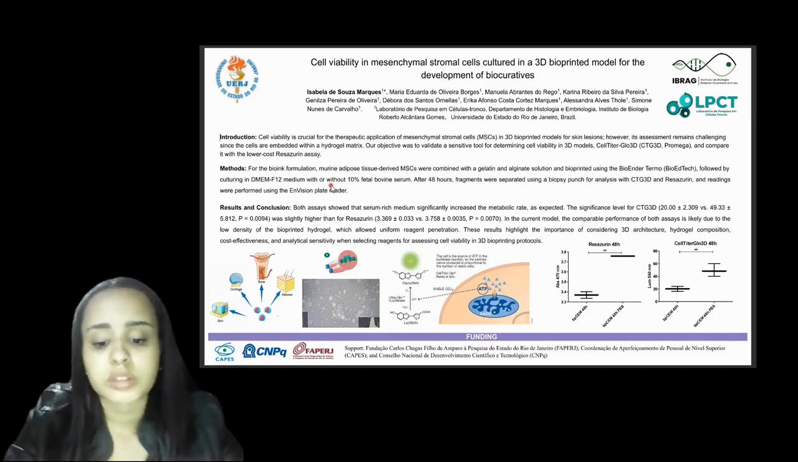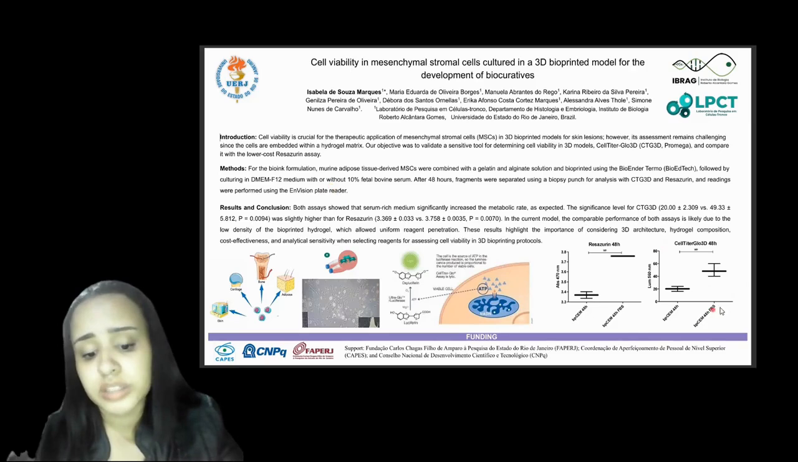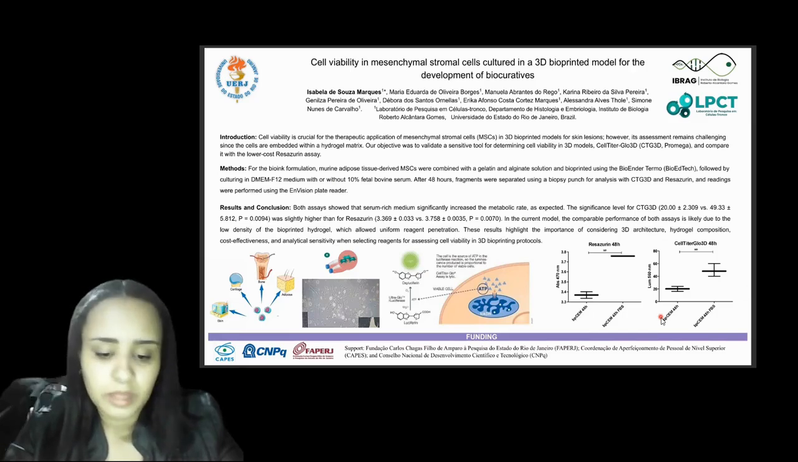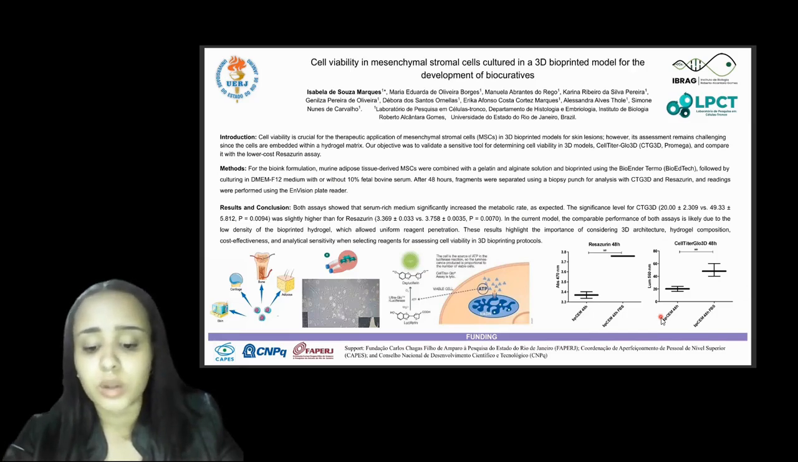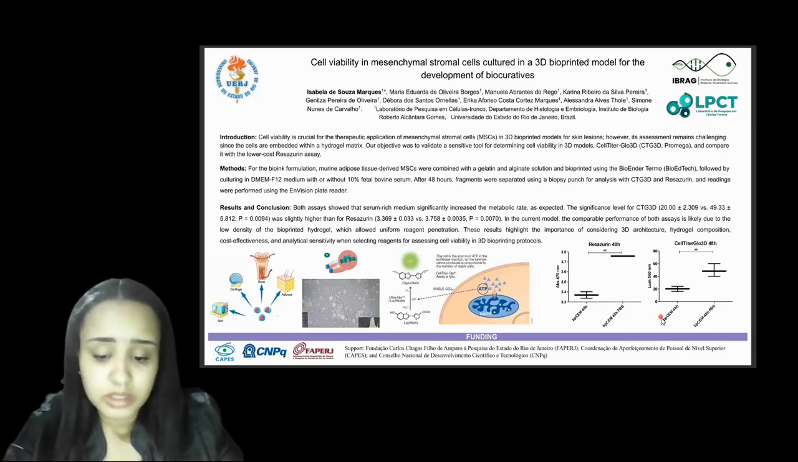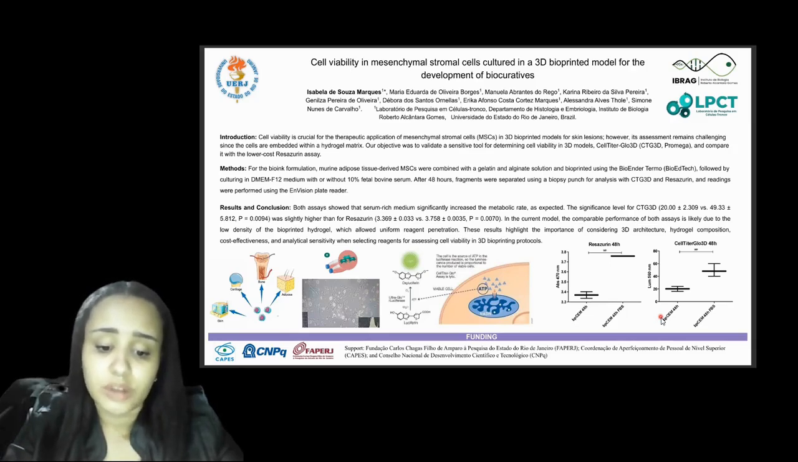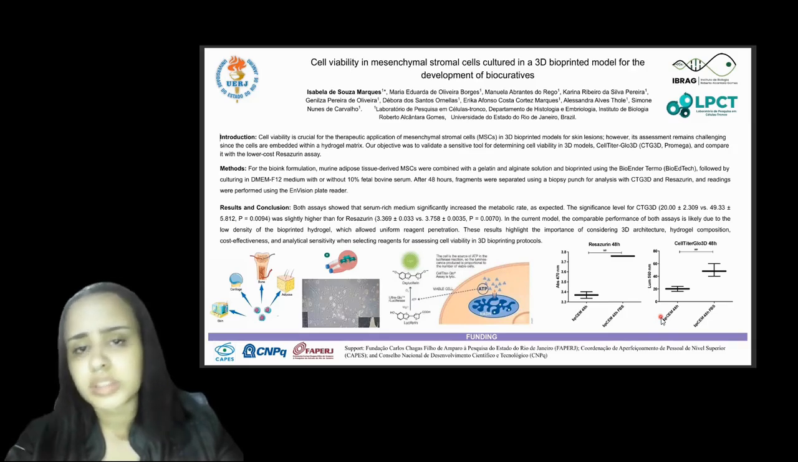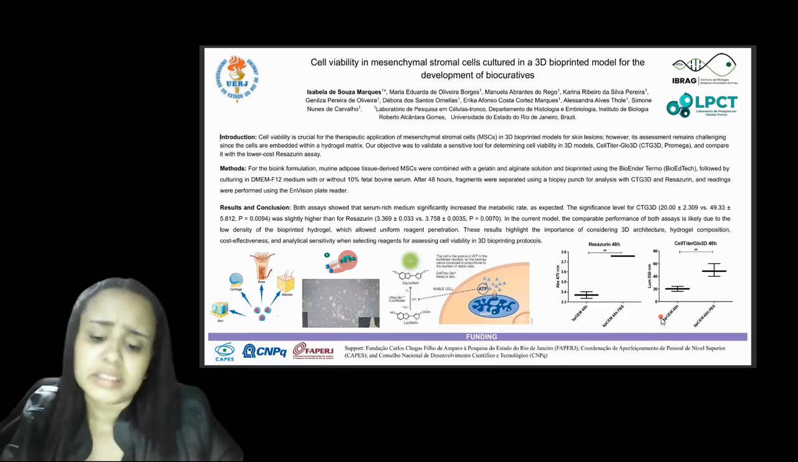Both assays showed that the serum-rich medium significantly increased the metabolic rate, as expected. The significance level of CellTiter-Glo 3D was slightly greater than that of resazurin. The results highlight the importance of considering aspects such as hydrogel composition and analytical sensitivity when selecting reagents to assess cell viability in 3D bioprinting protocols.